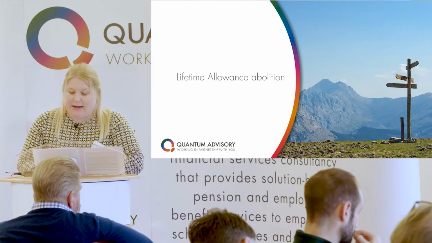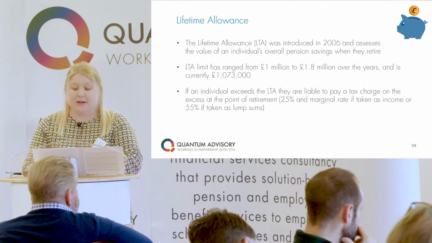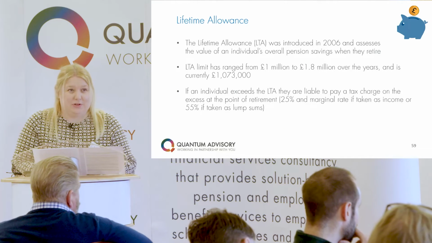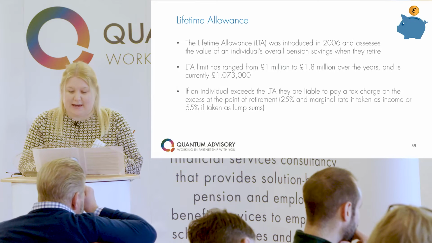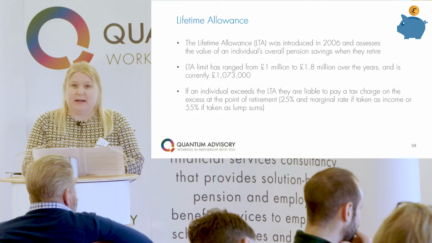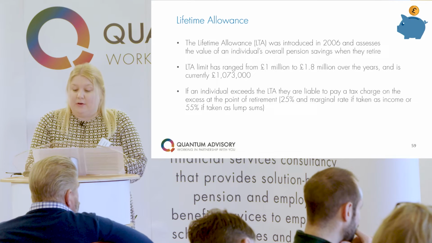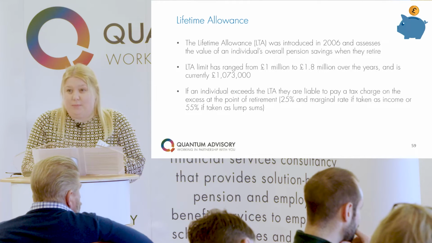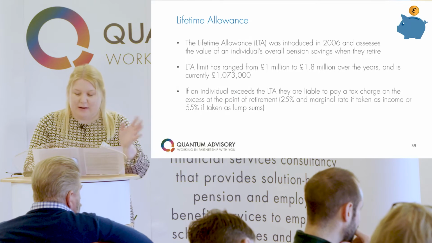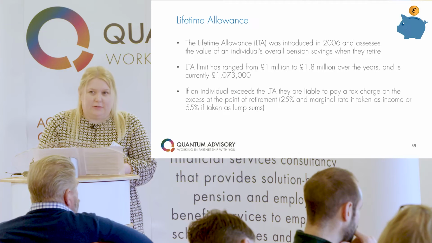So the next topic is the abolition of the lifetime allowance. Now, the lifetime allowance was introduced 18 years ago from 6th of April 2006, known as A-Day. It assesses the overall value of pension savings an individual has when they retire. The lifetime allowance has ranged from 1 million at its lowest all the way up to 1.8 million at its highest, with many other amounts in between. And it's currently just over £1 million.